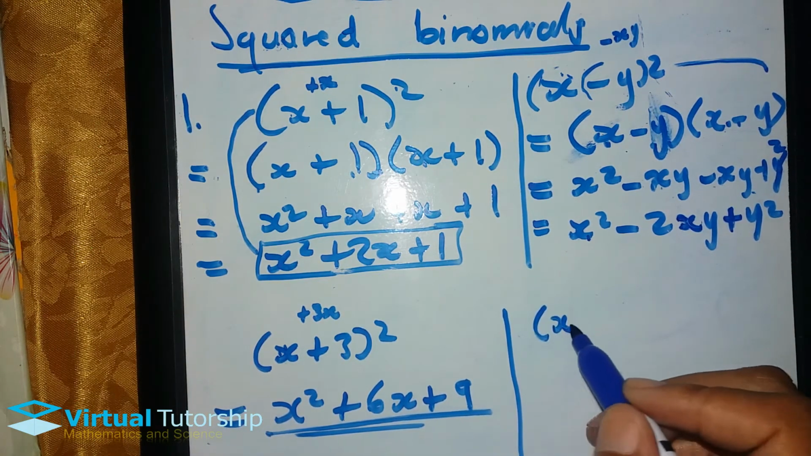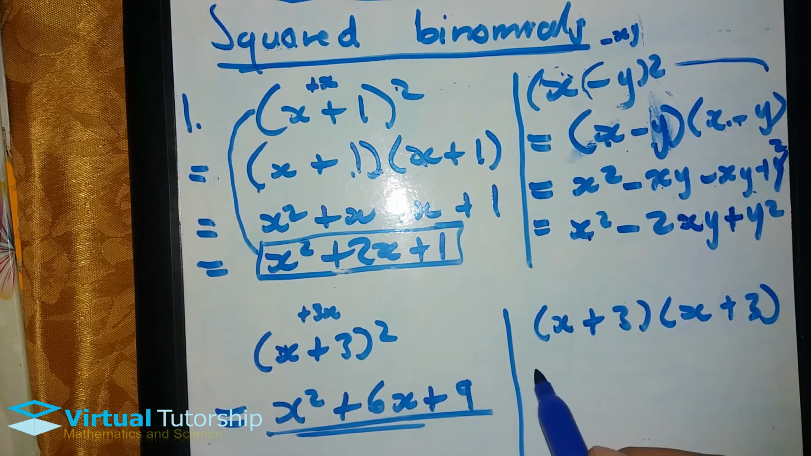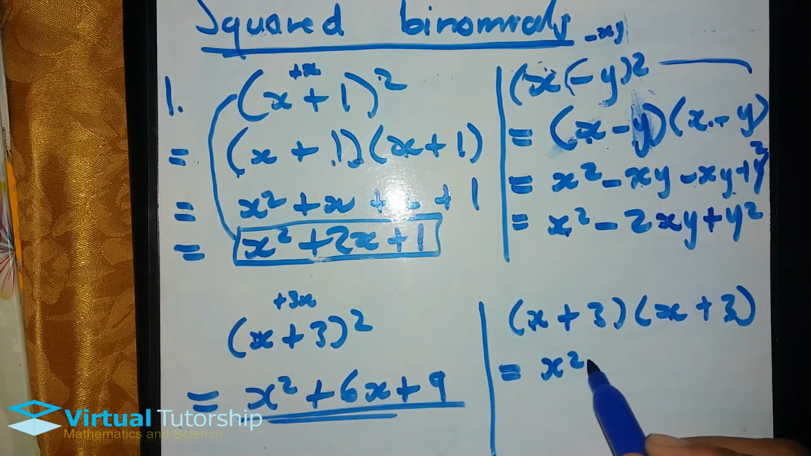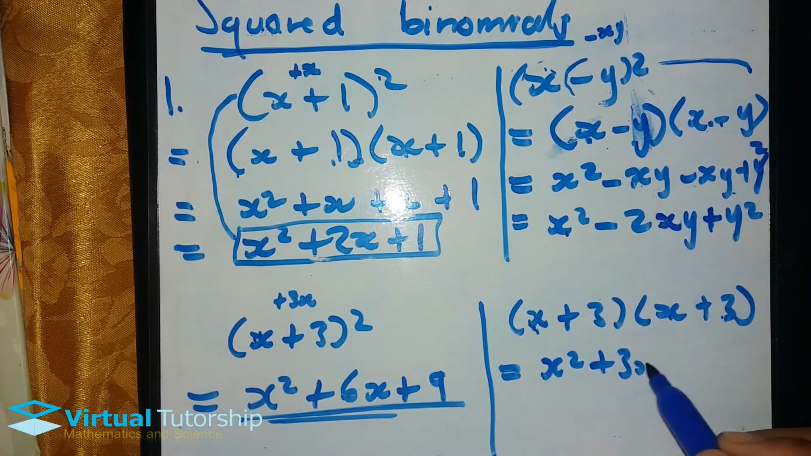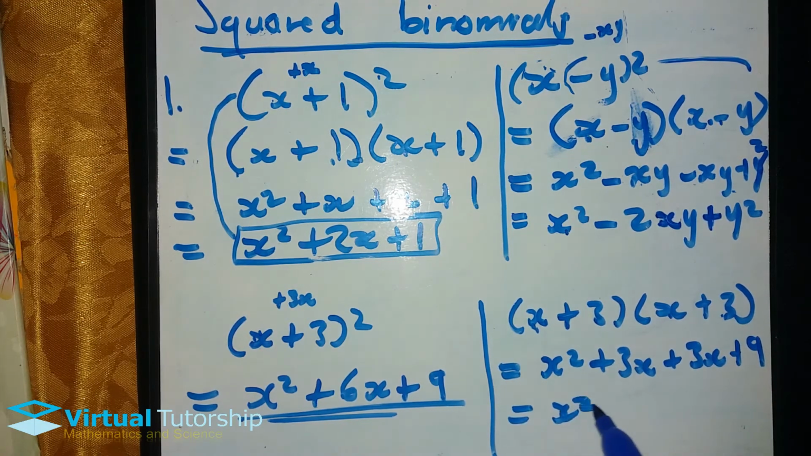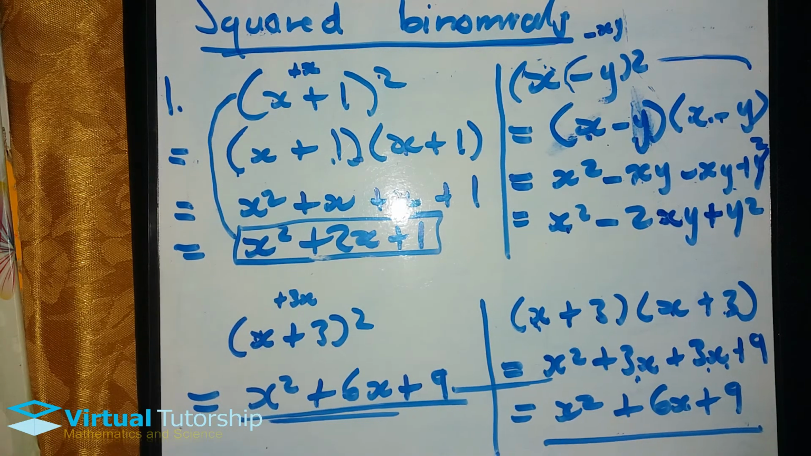Now using a distributive property, I will have two identical brackets because of the squared. So it's x times x, x squared, x times positive 3, it's positive 3x, positive 3 times x, positive 3x, and 3 times 3 is positive 9. Adding the like terms, I get x squared plus 6x plus 9. So using this technique you see you omit one step in between.